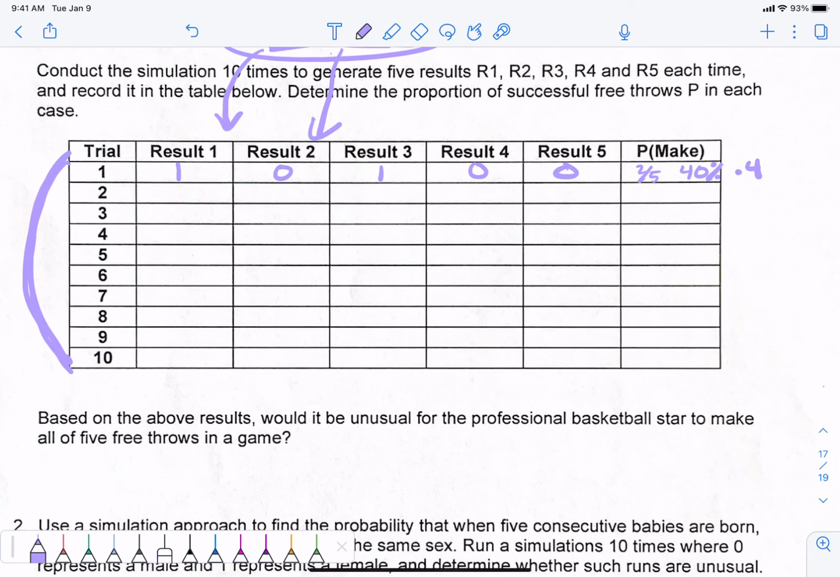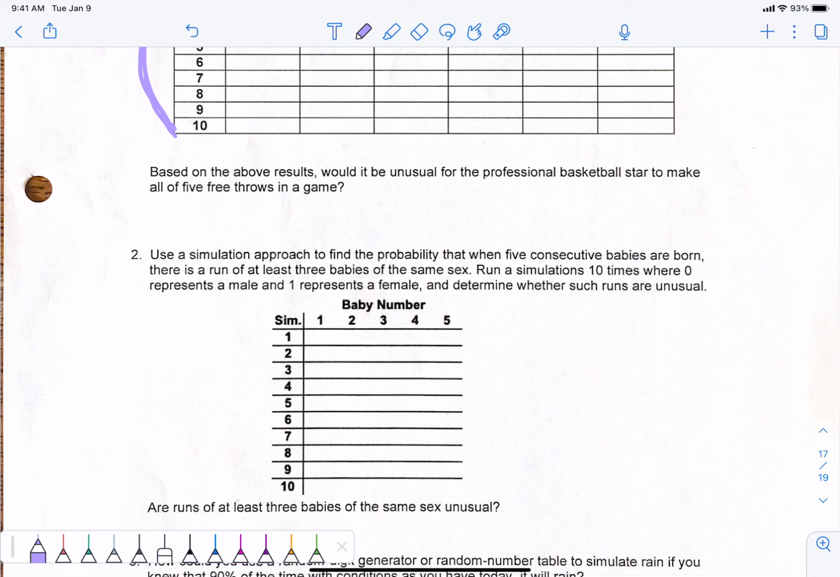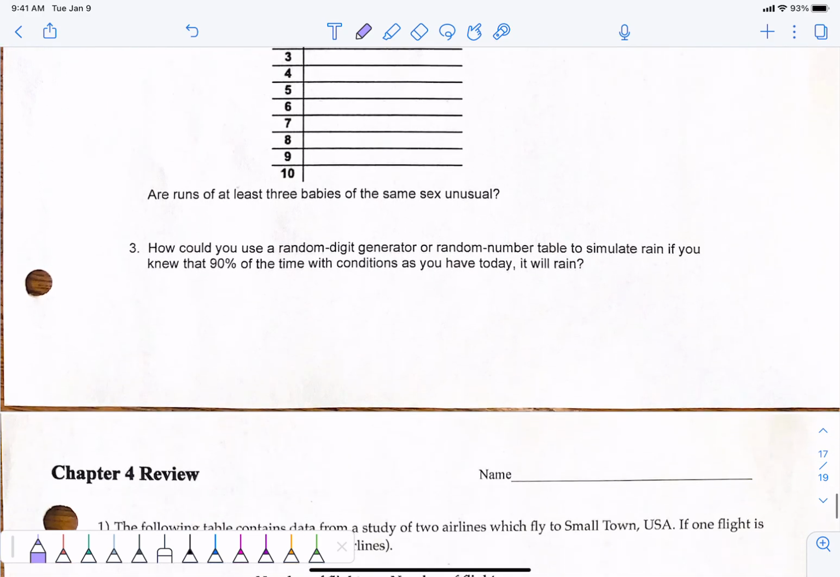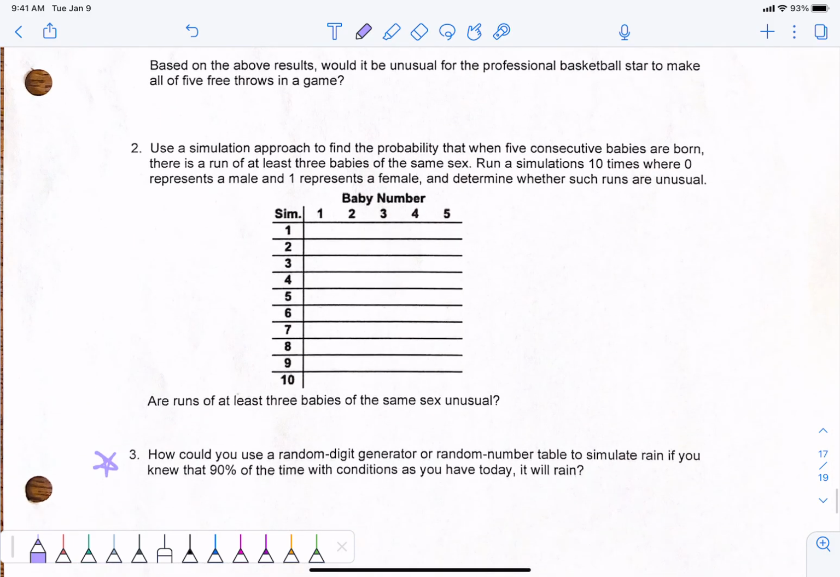Okay, based on the above results, would it be unusual for the pro basketball star to make all of 5 free throws in a game? I don't know. We'll see. Okay? All right. And then the next couple simulations is kind of the same thing. You have baby numbers and all that good stuff. Like number 3, you're just setting it up. You're not actually running the simulation. So how could you use a random number generator, etc.? Okay? And that's all. Is there just a front side to this page? Yeah, just 3 examples, okay? And only 2 of them you're actually running.